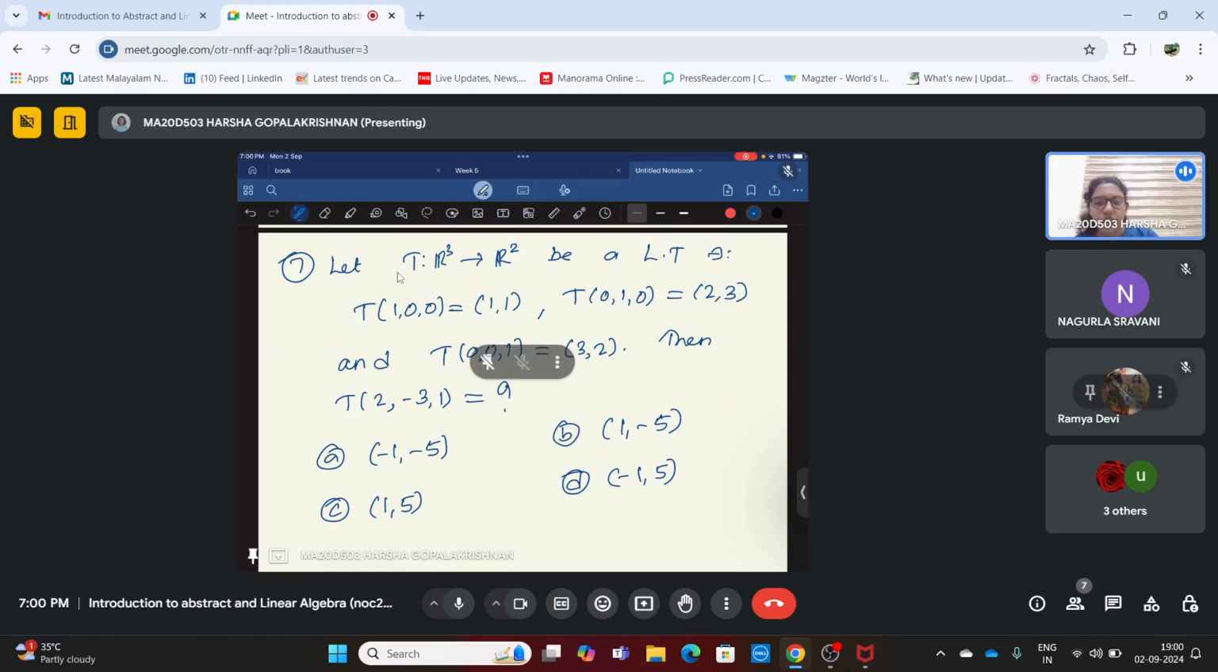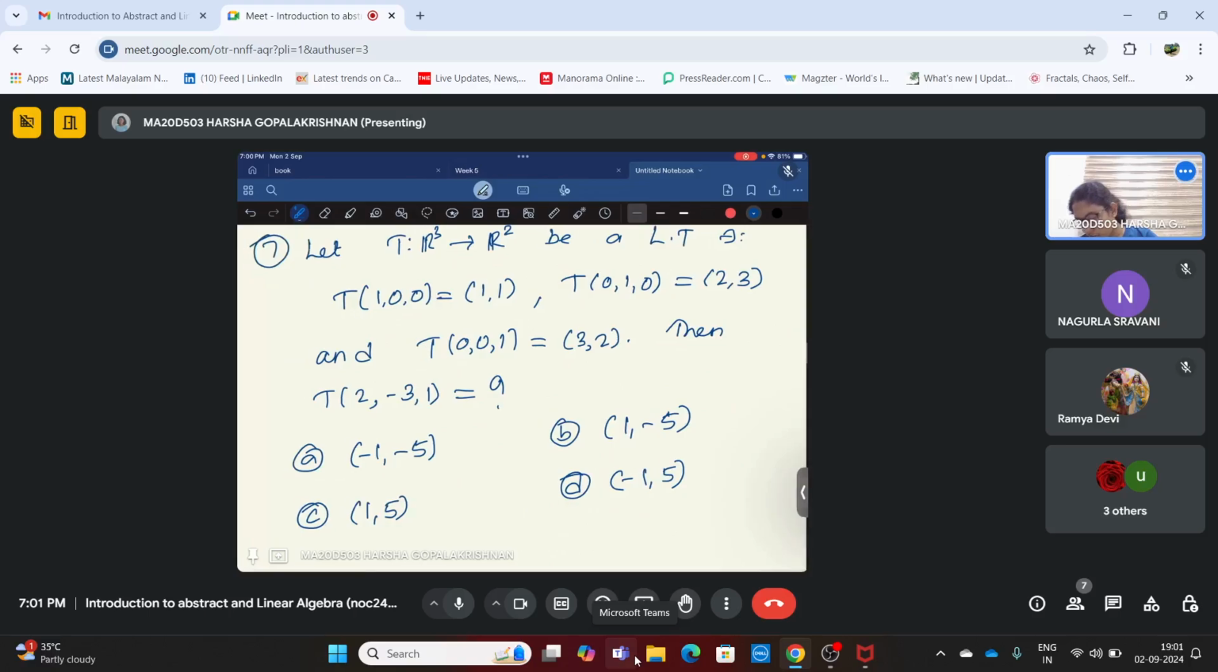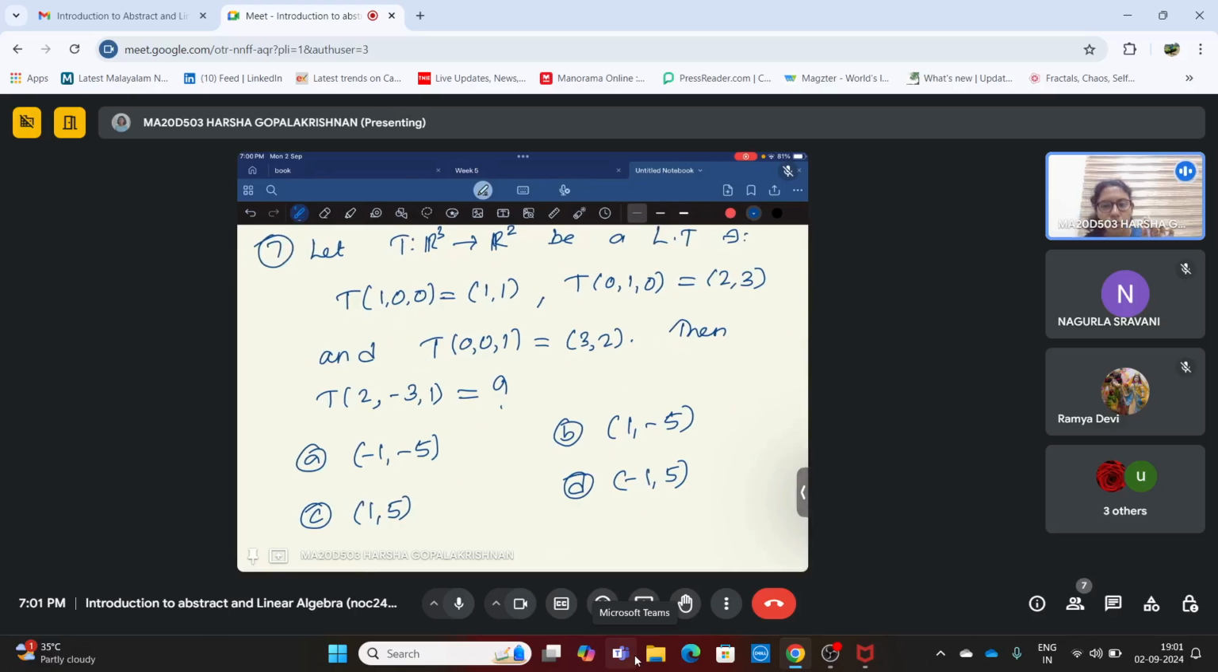T is a linear transformation from R3 to R2. It is defined as T maps (1, 0, 0) to (1, 1), (0, 1, 0) to (2, 3), and (0, 0, 1) to (3, 2). The question is: what is the value of T(2, -3, 1)? If you have understood what a linear transformation is and how it operates on elements, you can do the calculation very quickly. I will give you 2 minutes.